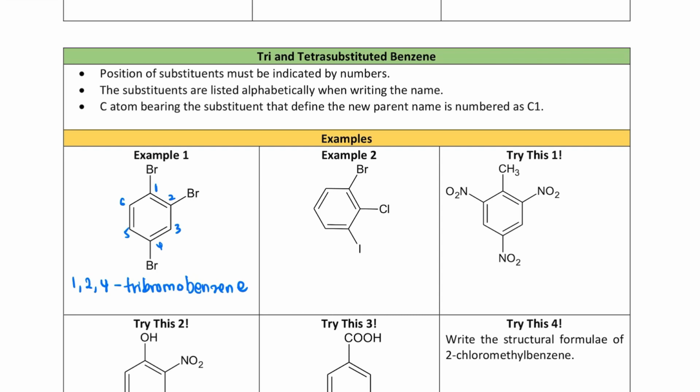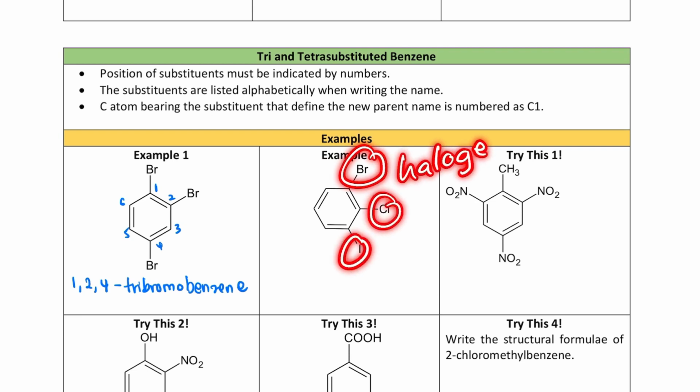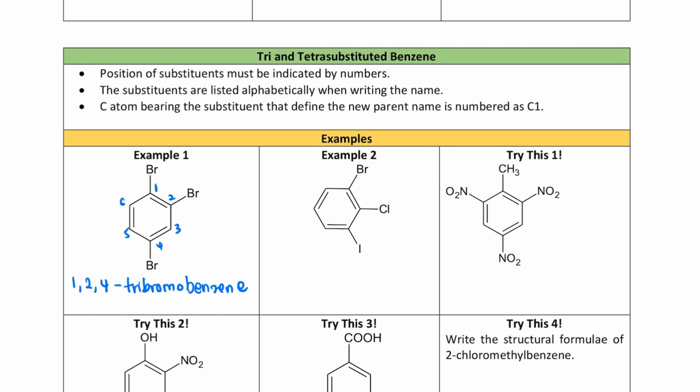Alright. And then next one is this structure here. Ada 3 substituent. Ini bromine, chlorine, iodine. So semua ni adalah halogen, that means priority dia sama. So tak kisahlah. Parent dia still benzene lah kiranya. And then carbon number 1 kita nak start dari mana? Kalau kita start dari atas 1, 2, 3, sama juga kalau kita start dari bawah 1, 2, 3. Substituent kita still number yang sama.